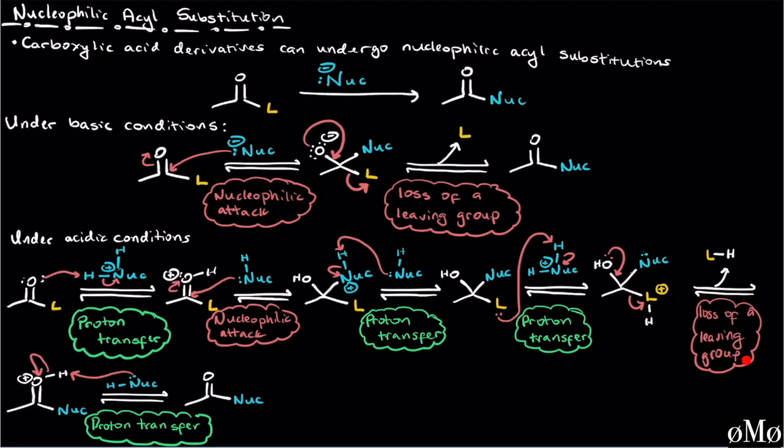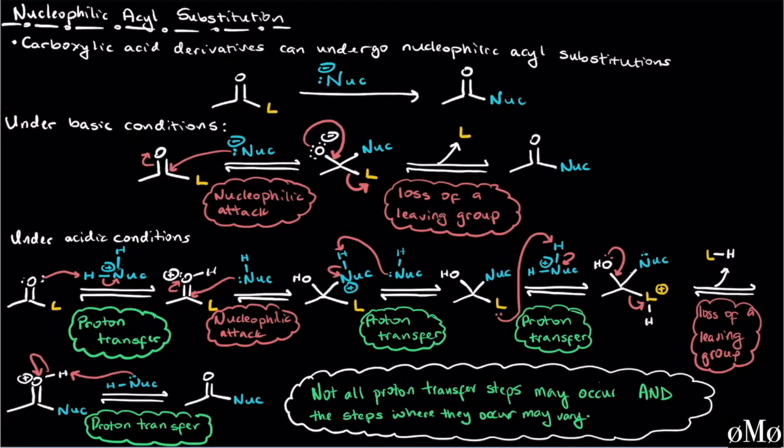Okay, so note that in this case, you fundamentally went through the nucleophilic attack and the loss of a leaving group step, really the same as in your basic conditions, but that's now sandwiched between four proton transfer steps, right? So this is definitely the most extreme case where you're under acidic conditions, and this is the most extreme case under basic conditions. But please note that there are several iterations of this particular mechanism.